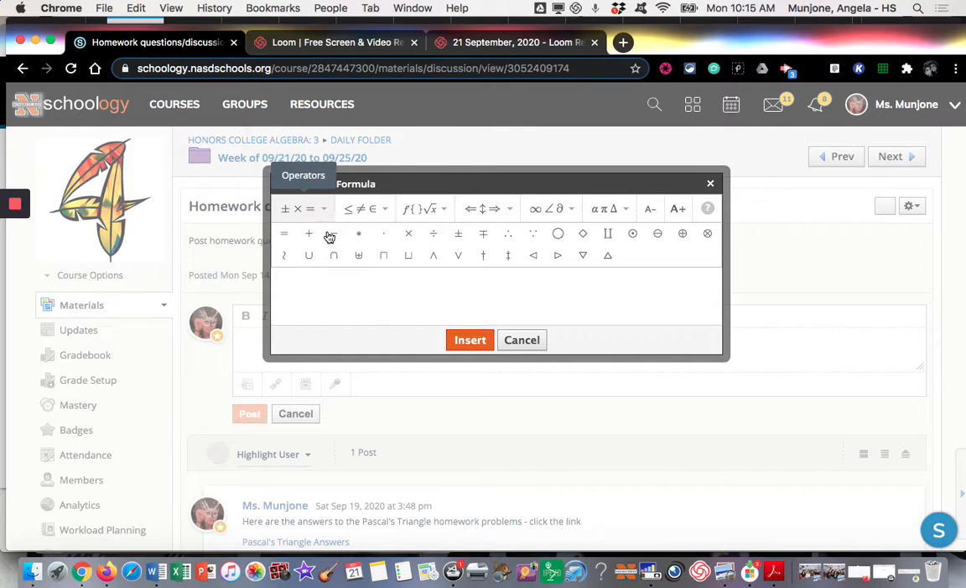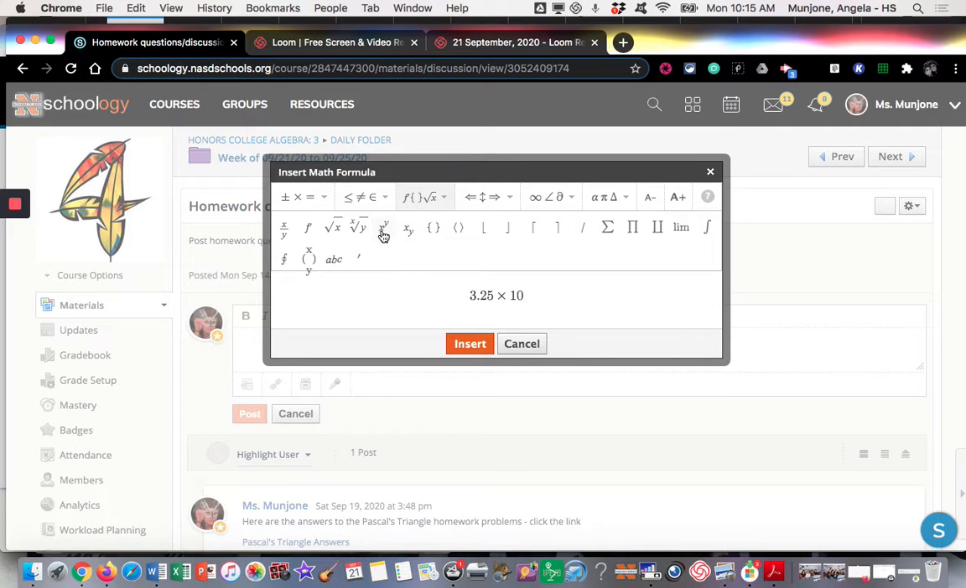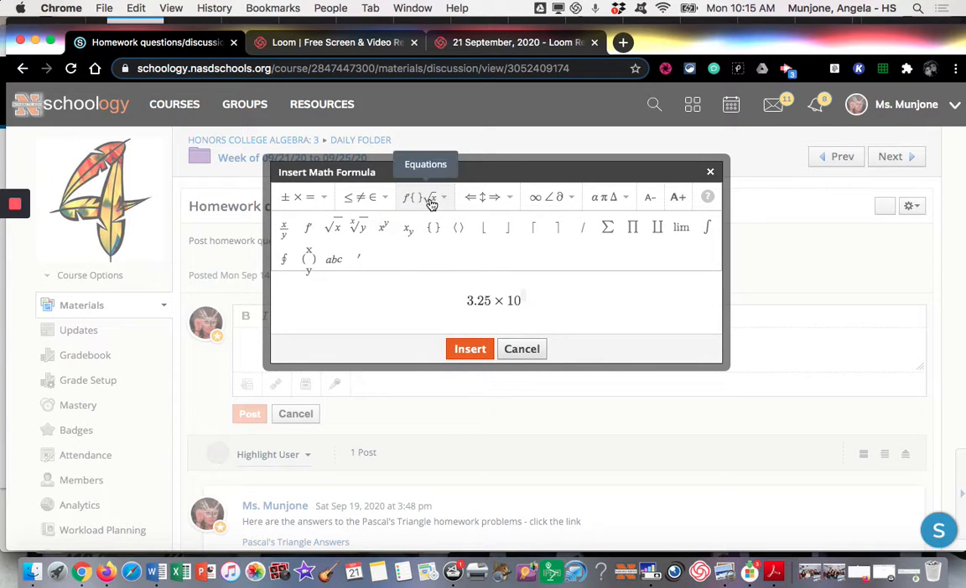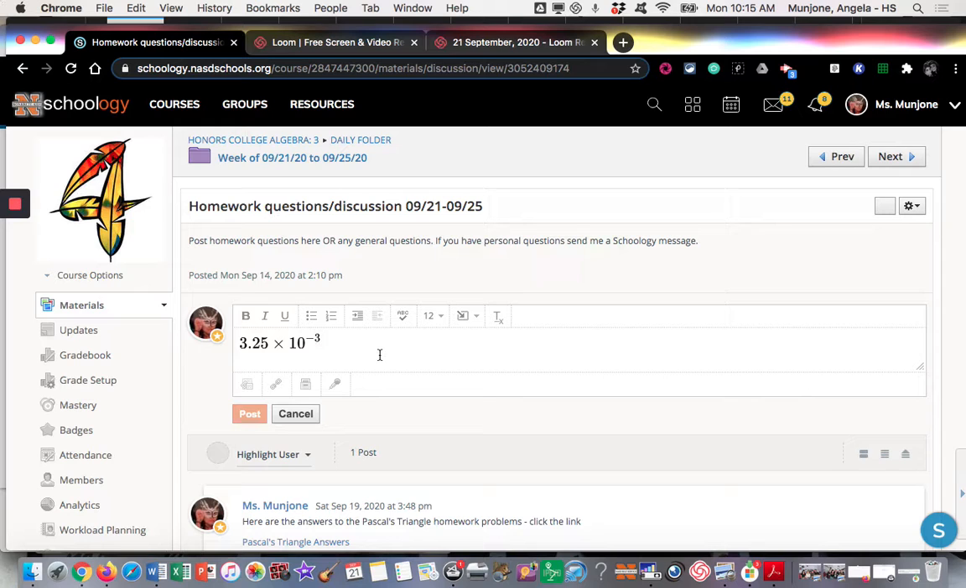So here are some operators. Here's the multiplication x instead of using x on your keyboard. So if you wanted to type in like 3.25 times 10, I've got to click back here to get that 10 back in, okay? Maybe it's to the -3 power, so I would go up here and click this. This is my equations, okay? When you hover on it, it says it. And here's my exponent. It puts a little box in the exponent position, and I could just type a -3. And then when I go and insert, it's going to put that answer really nicely into the box when you're giving your answers for your quiz.